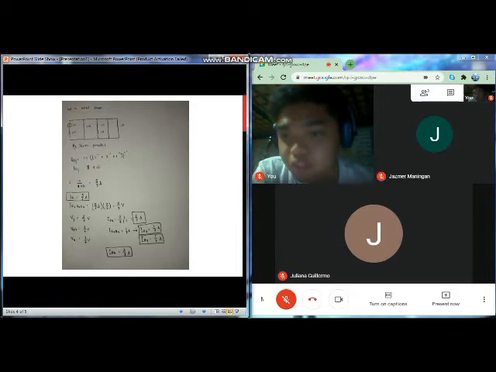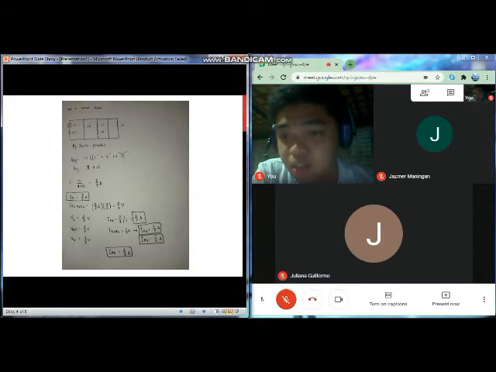So in order for us to find the IR2, gagamitin natin yung V2 which is 2 over 7 volts. So 2 over 7 divided by 1, which is yung 1 ohm, magiging 2 over 7 amperes. Sa V3 and V4 naman, 2 over 7 din, 2 over 7 volts. Apply natin siya dito, IR3 and IR4 is equal to 1 over 7 A. Ganun din yung magiging sagot niya. IR3 is equal to 1 over 7 amperes, and IR4 is equal to 1 over 7 amperes.